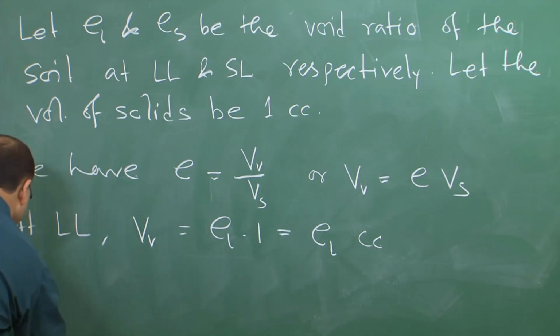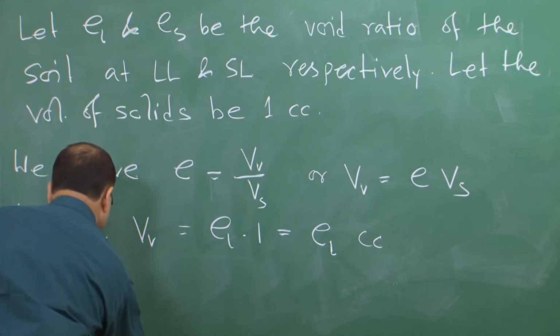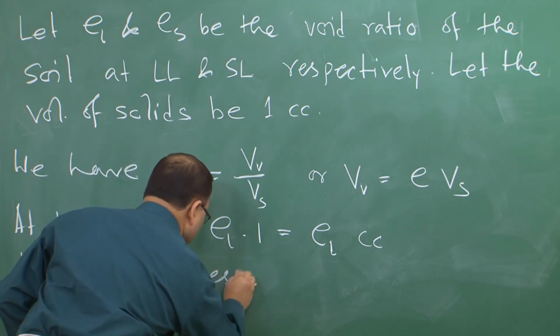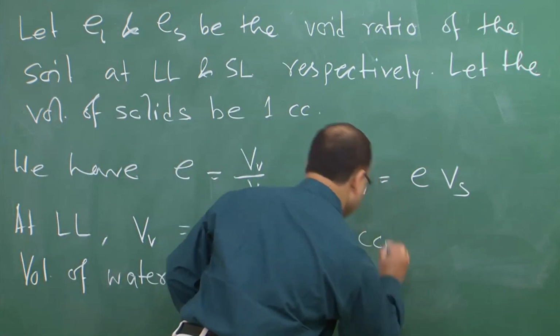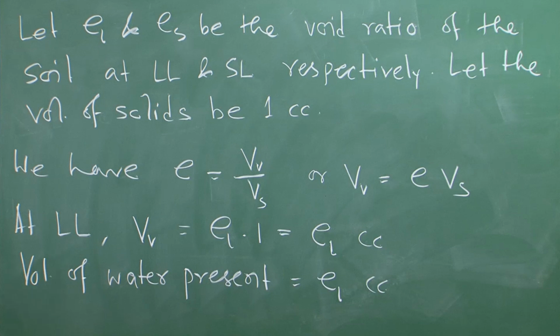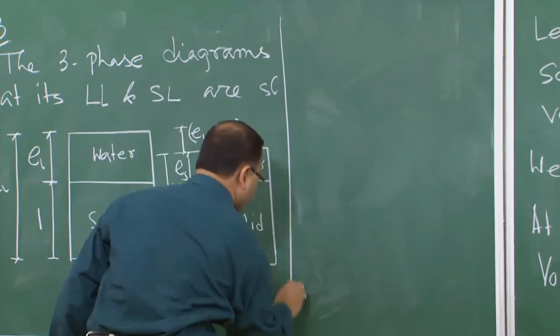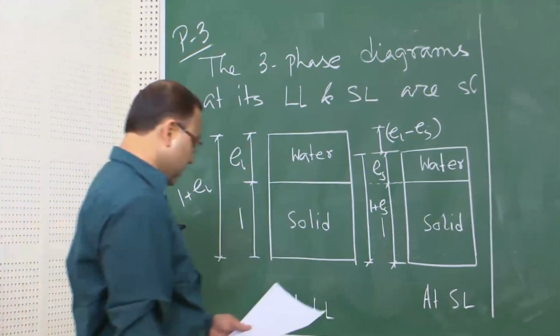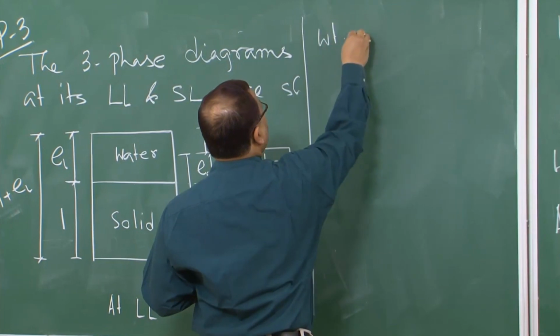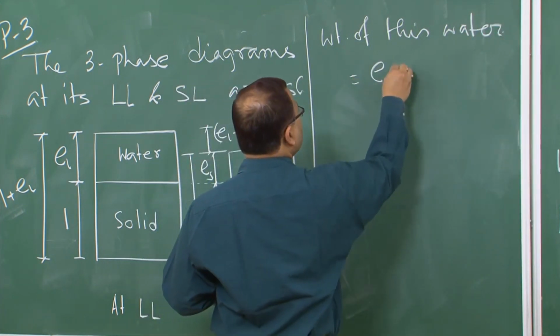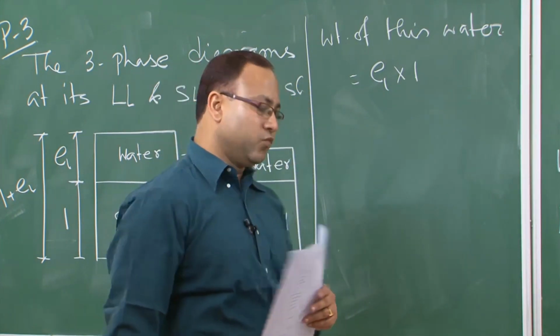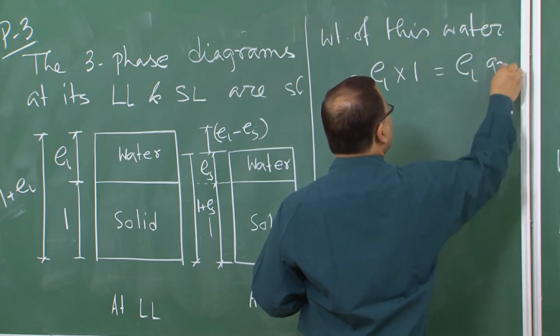Okay. Now, the volume of water present is therefore EL, because the void is completely occupied by the water. So, whatever volume of void is present in the soil sample at liquid limit is nothing but the volume of water. I will keep the phase diagram for my future reference. Therefore, the weight of this water, whatever water is present in the voids at liquid limit, is nothing but EL multiplied by 1. We are considering the unit weight of water as 1 gram per cc, so it is equal to EL gram.